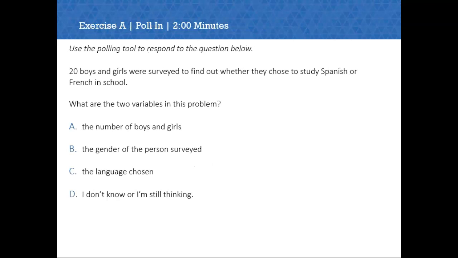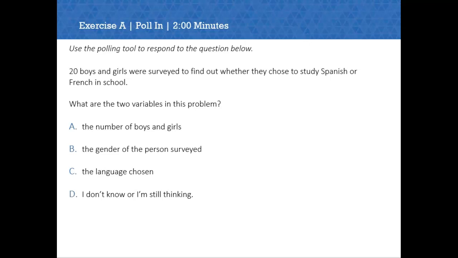So let's take a look at finding the categorical variables. So this says 20 boys and girls were surveyed to find out whether they chose to study Spanish or French in school. So what are the two variables in the problem? So we need to pick 2 of these. The number of boys and girls, the gender of the person surveyed, the language chosen.